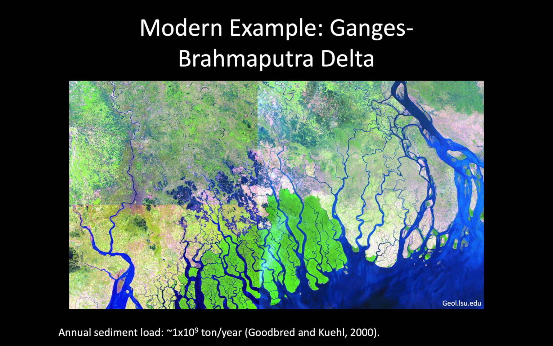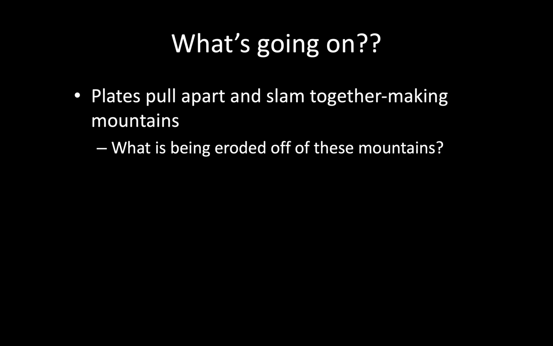So here's a modern example. This is the Ganges-Brahmaputra Delta. All right, it is attached to the Himalayan mountains, one of the largest mountain regions in the world, and the largest mountains that are above the surface of the ocean. Okay, their annual sediment load, the amount of sediment, dirt that it can move, is 1 × 10⁹ tons per year. So it's moving a whole bunch of sediment. So now if you imagine, if continents are all slamming into each other, we're going to have a lot of sediment being put into the oceans.